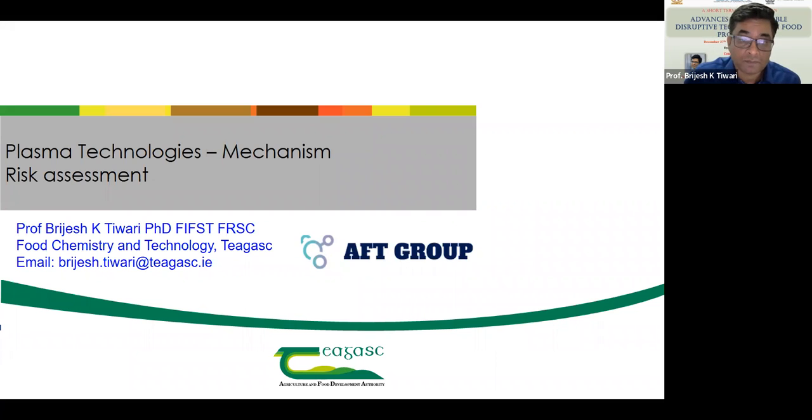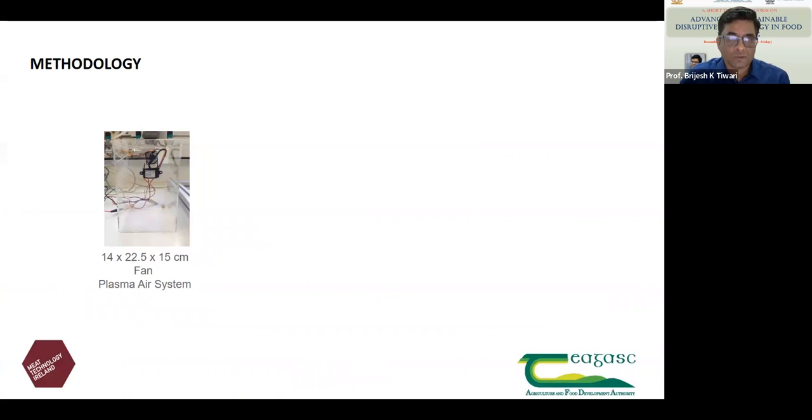So with this, we stopped yesterday a bit with plasma, and I'll continue with plasma, followed by some of the mechanisms. Yesterday, I showed you a video with bread, showing how plasma can decontaminate the air surrounding that particular bread, so that we can avoid cross contamination in different applications.